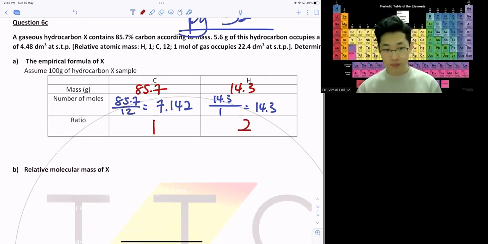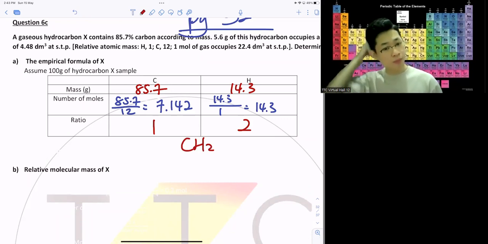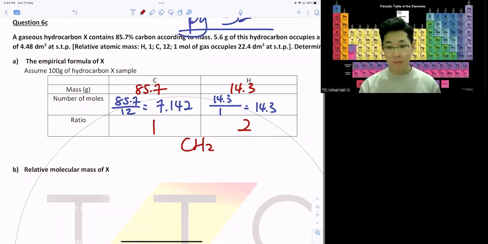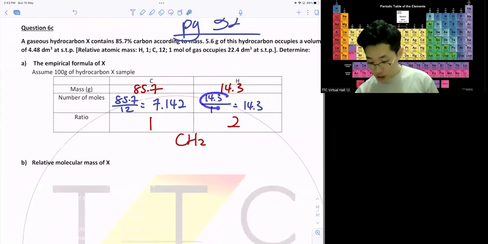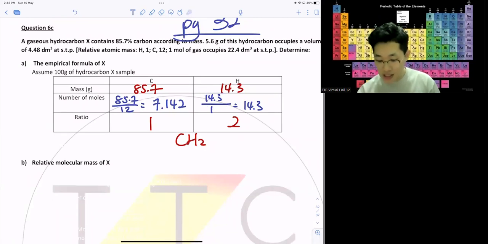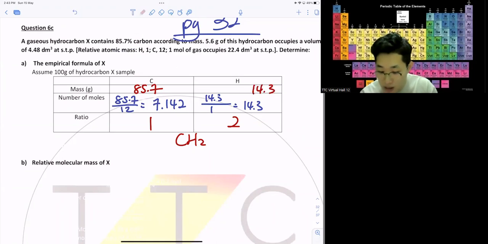One to two, CH2. How did you get 14.3? Percentage one, total is 100%. So that means you use 100 minus 85.7, you get 14.3.